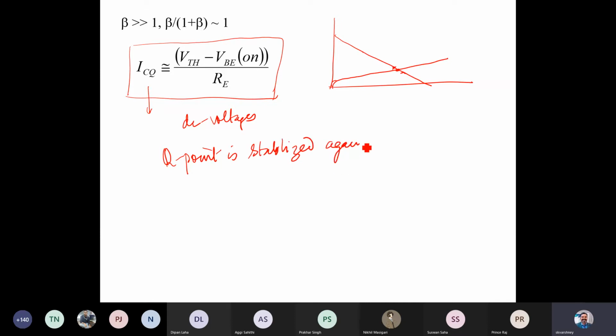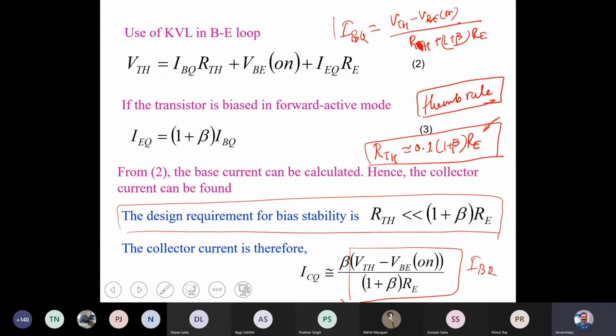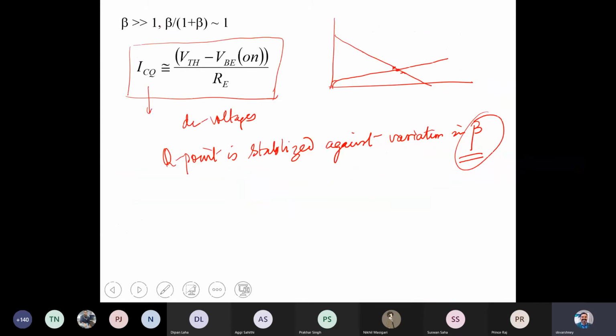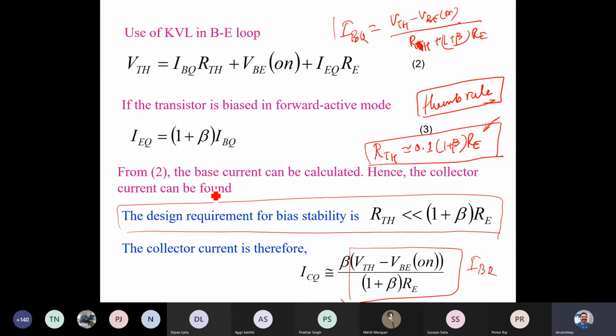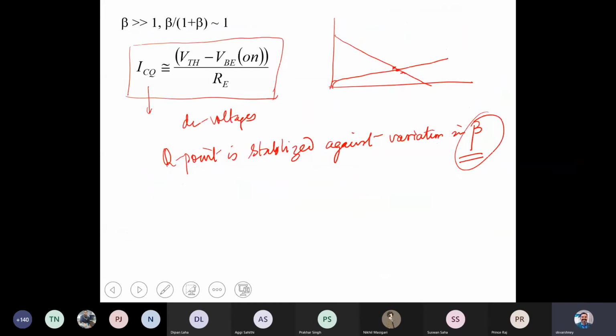Q point is stabilized against variation in beta. So beta means basically any malfunction in transistors you're replacing with it, right? What you see in the equation, I think I also mentioned yesterday, is that beta and RE are together, so they compensate each other. RE, the presence of the emitter resistor at the emitter terminal, simply stabilizes the Q point. That's actually a very important conclusion.